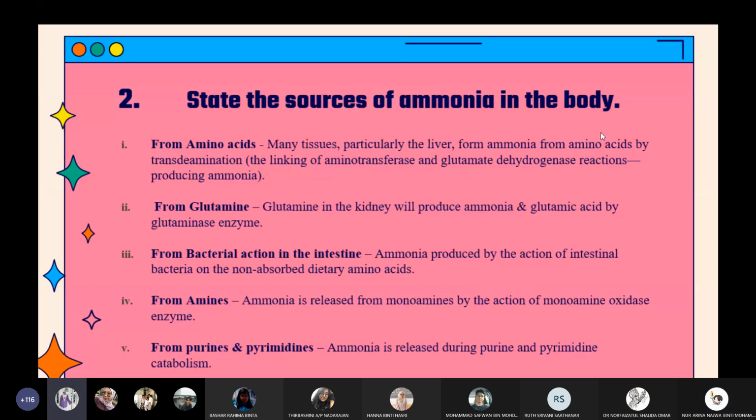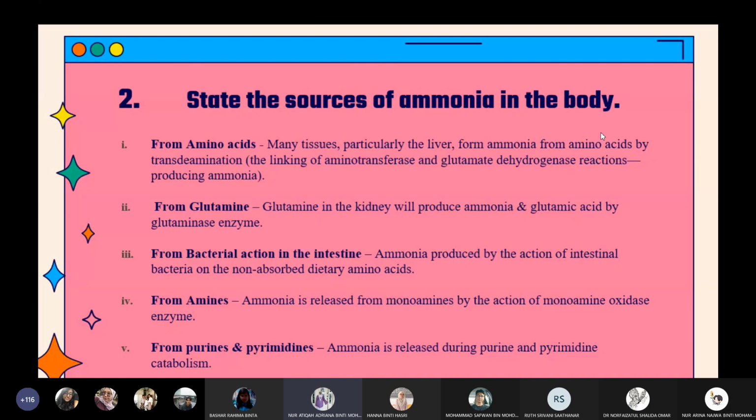For the second question, we are asked to state the sources of ammonia in the body. There are 5 sources. First is from amino acids. Many tissues, especially the liver, form ammonia from amino acids through deamination, through the linking of aminotransferase and glutamate dehydrogenase reactions, which produces ammonia.